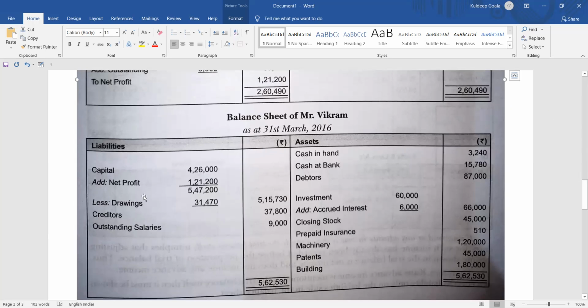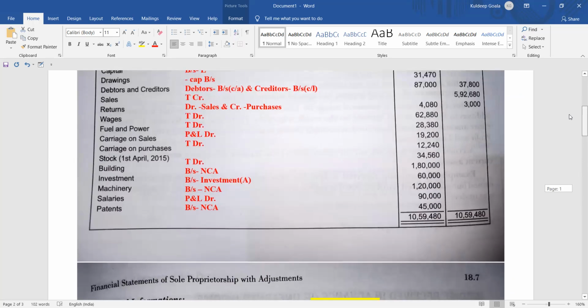In this solution they have mixed up two things. Okay, please don't do that. It's a mistake. On one side they're following the liquidity method, on the other side they're following the permanency method. It is wrong. Either method, only one you have to use. Okay, so creditors should be written first. In fact, you can write outstanding salary before creditors. So let's start with the creditors, 37,800. Then it will be followed by the next current liability.